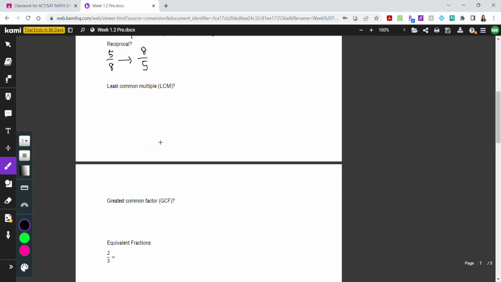So the least common multiple is where we're finding the least multiple that two numbers share. So let's take 6 and 8. One way to find that out is to list all of the multiples, right? So let's go 6, 12, 18, 24, 30, 36, 42, 48, 54, 60, and then let's do our multiples of 8.